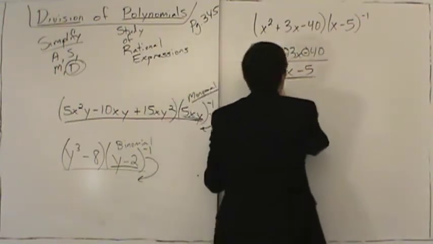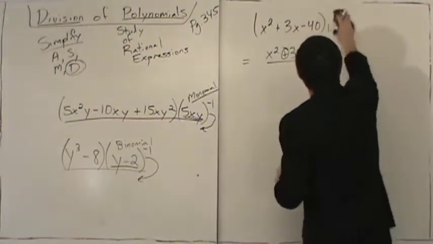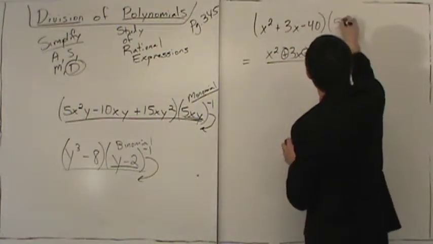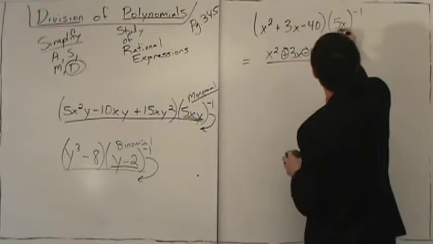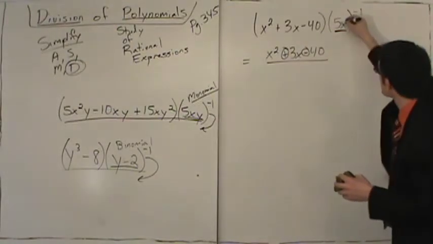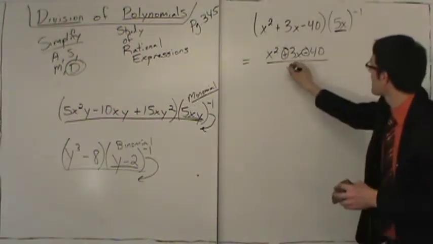However, if we say this was here, not x minus 5, but we say 5x, now this is what? This is no addition. This is multiplication. This is a monomial, 5x.